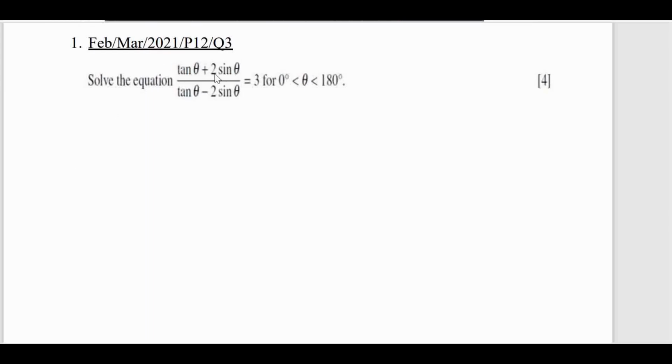Now if we simplify it further, so we can write this one as tan theta plus 2 sine theta is equals to 3 tan theta minus 6 sine theta. Basically we have done the cross multiplication over here. We have to multiply it with 3 and then this will be the final answer. This will be the next step.